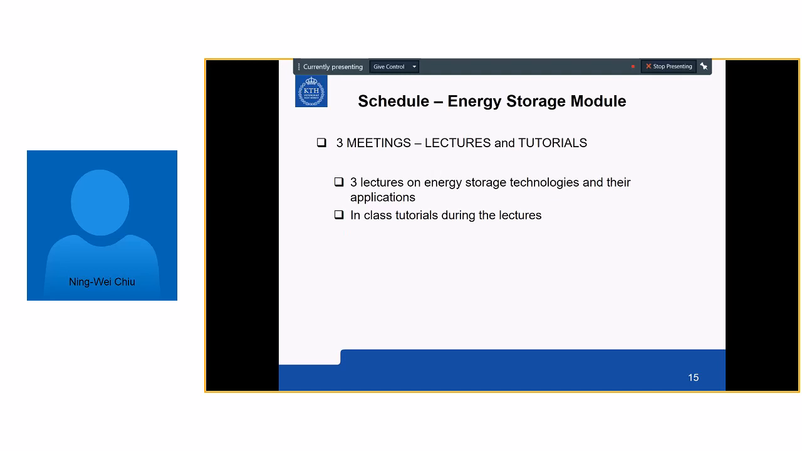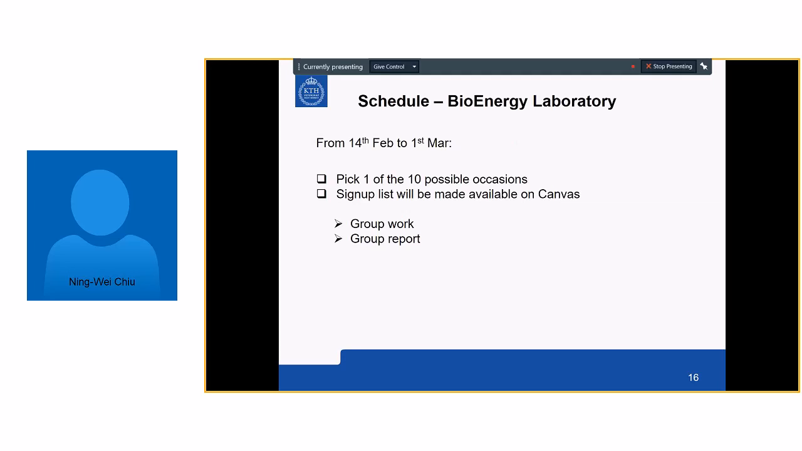Regarding the lab, we will have 1 lab on the bioenergy, fluidized bed. We start the first lab on the 14th of February, and we finish on the 1st of March. There will be 10 sessions, but you only have to come once. So choose one of the 10 sessions. I will open up a registration form on Canvas, so you can choose whichever session you wish to attend, so that we don't have everybody coming at the same time, and then nobody comes in the other session. So I will limit it.